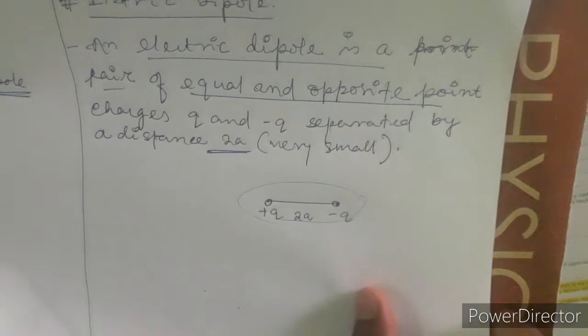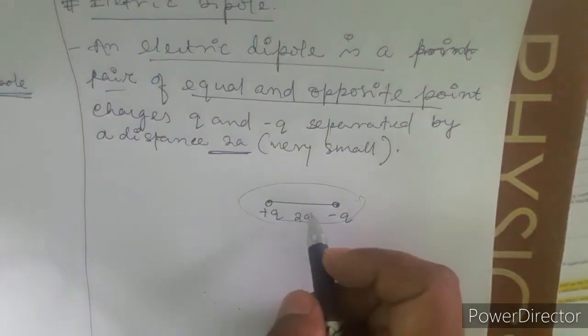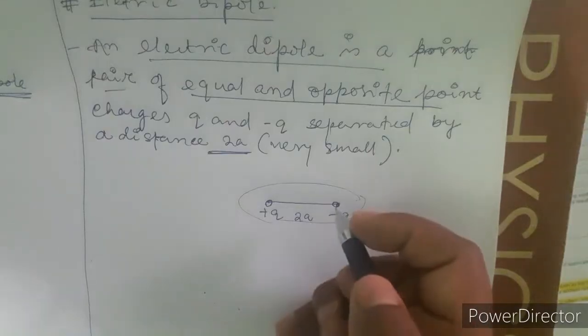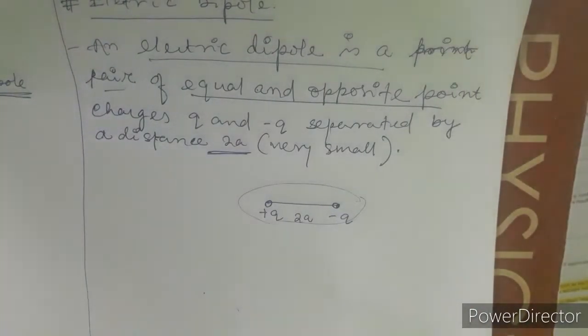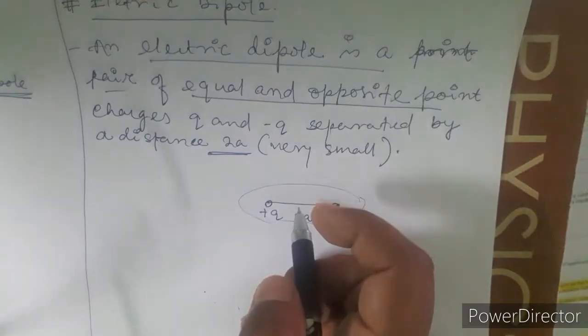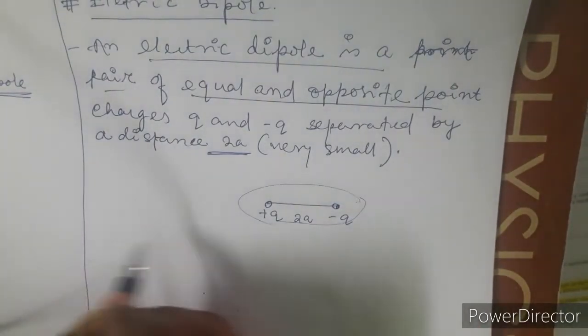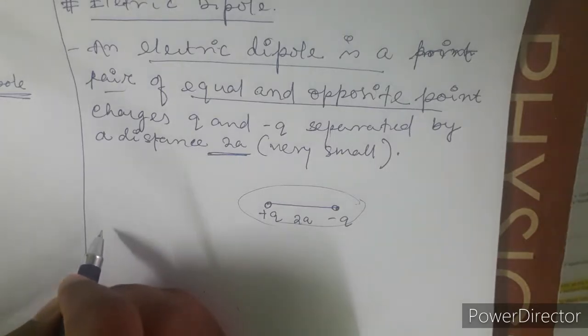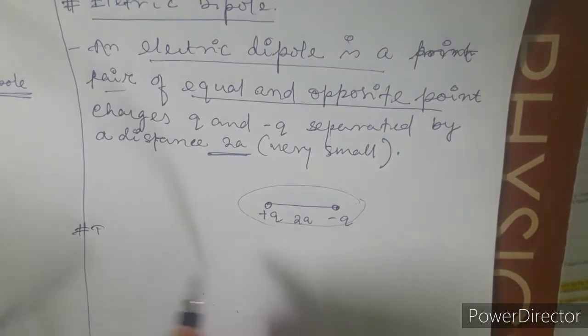Here we'll first calculate the field, then we will write the field in terms of the dipole moment. So first, let us calculate the field due to this dipole for the points on the axis. We'll calculate the field of this dipole.